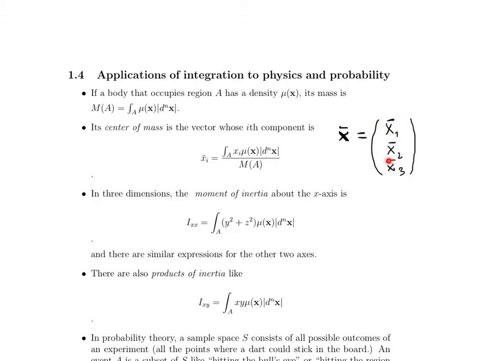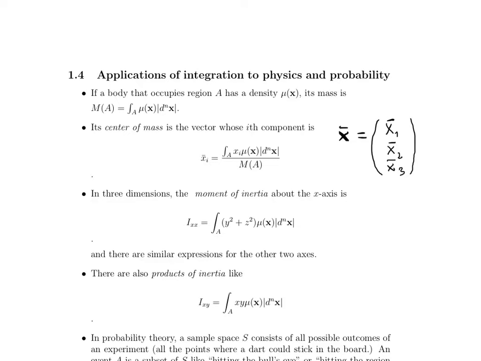Then you'll do the same thing for the second component. For instance, if you want the y coordinate of the center of mass, you'll integrate y times the density function and divide by the mass, or z times the density function divided by the mass for the z coordinate. Once you've done these three integrals and the mass integral, you'll take the quotient of those three pairs and find each of the components that make up the center of mass.